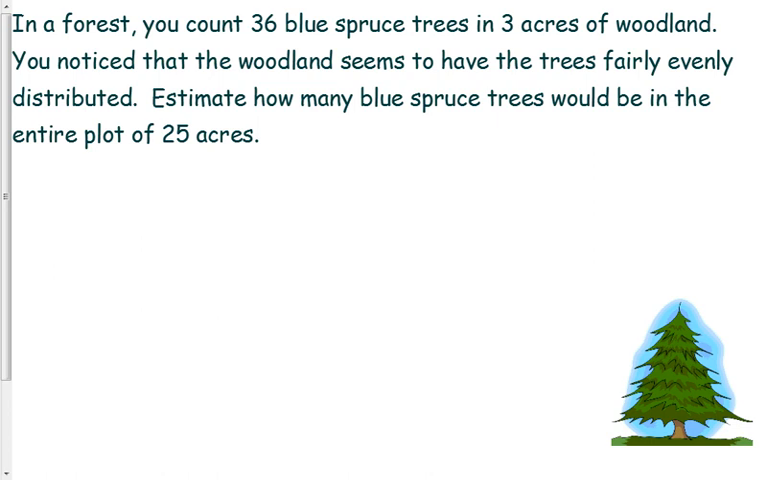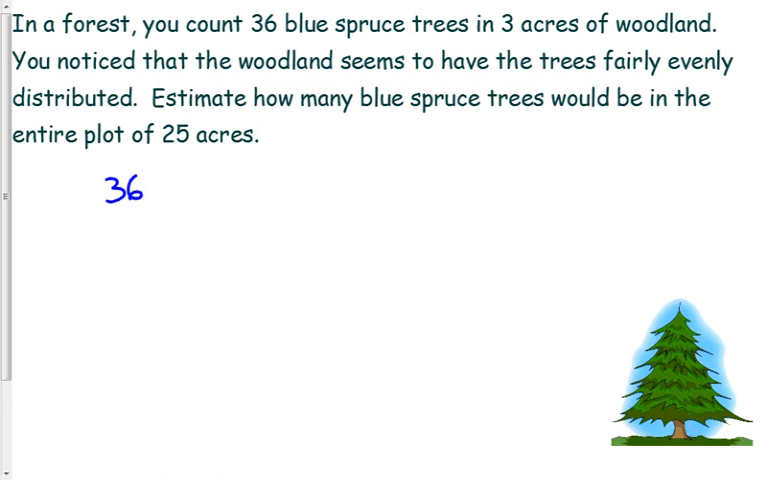One way you use proportions, or geometric means, is to estimate. So it says in a forest, you can count 36 blue spruce trees in 3 acres of woodland. You notice that the woodland seems to have the trees fairly evenly distributed. Estimate how many blue spruce trees would be in the entire plot of 25 acres.